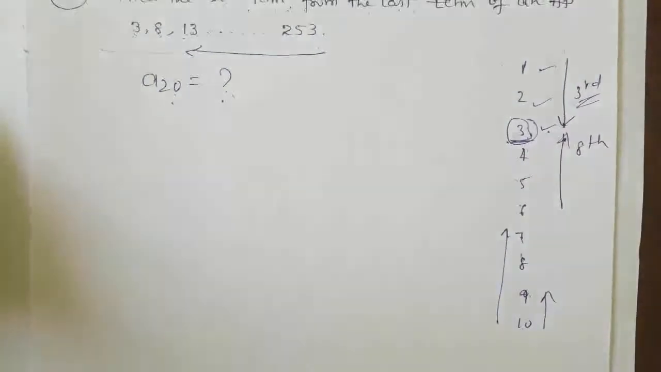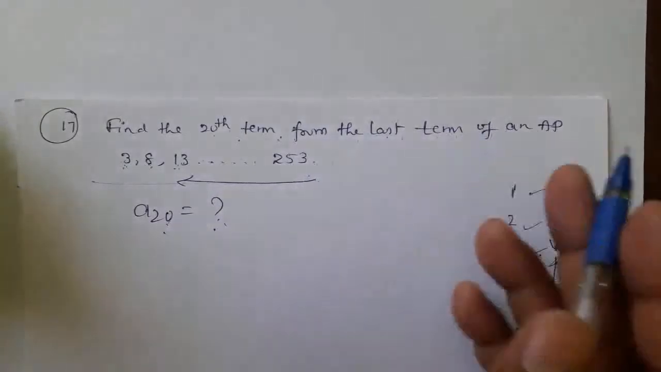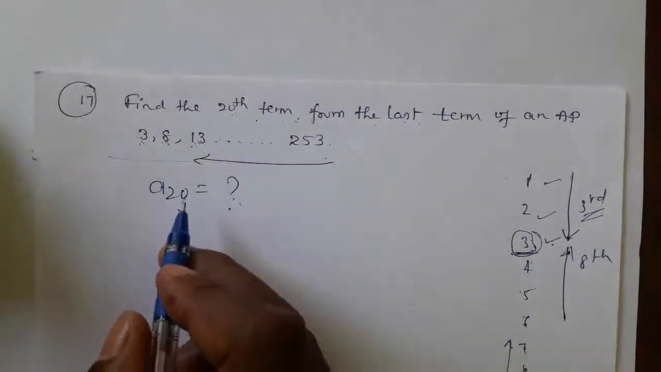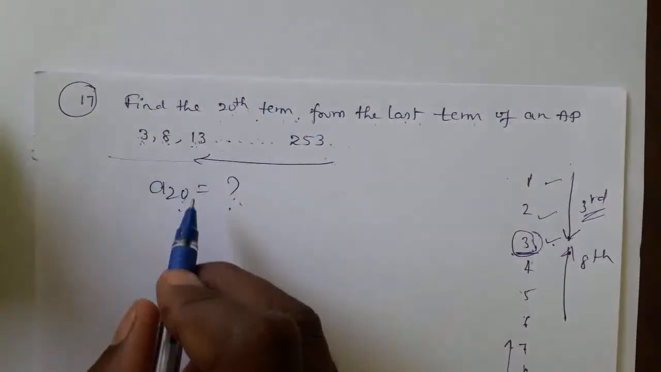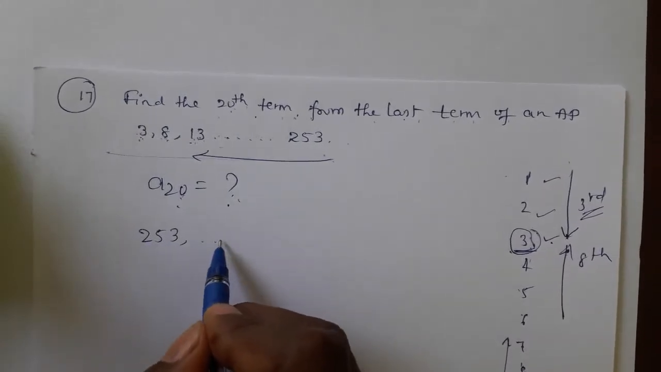So in a similar way, 20th position means A20 of course, but the question is from the last term. You have to find the 20th term from the last. So what we have to do to find the 20th term from the last, you have to write this progression in the reverse direction like this.